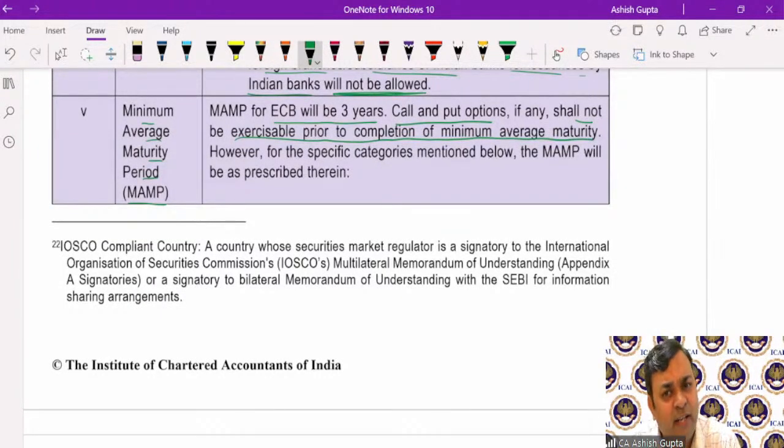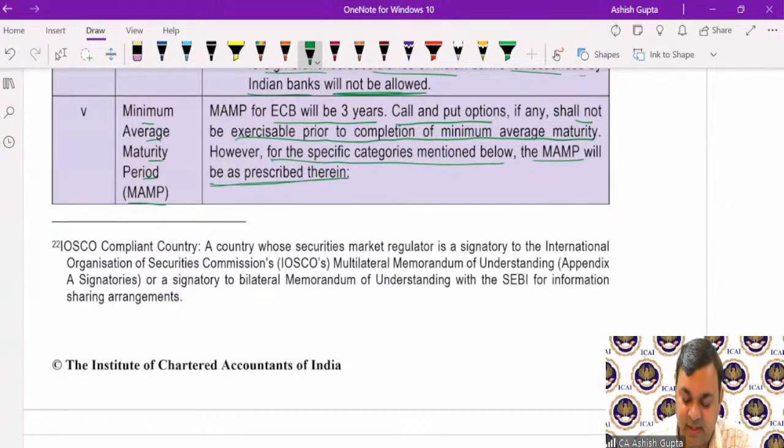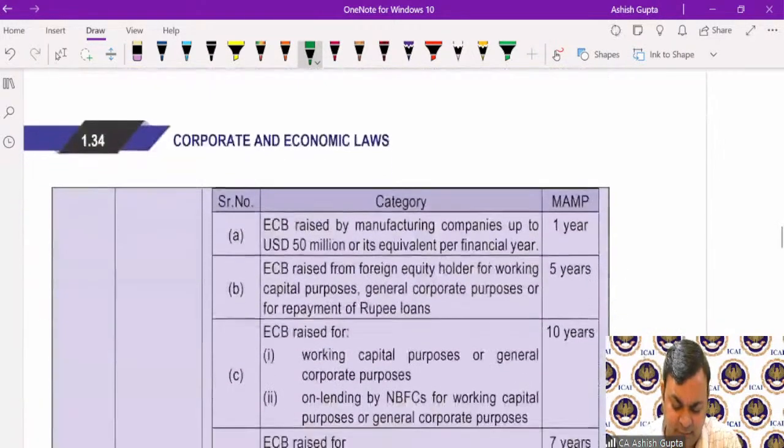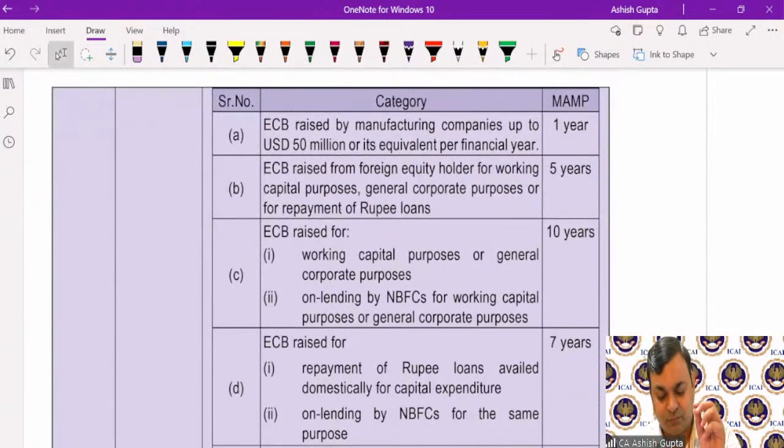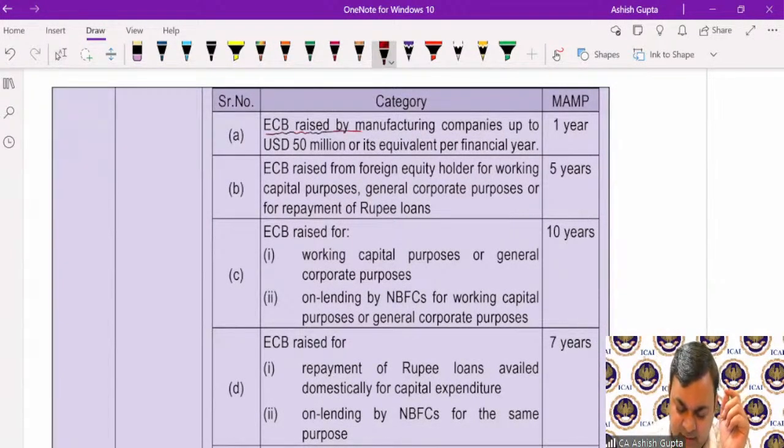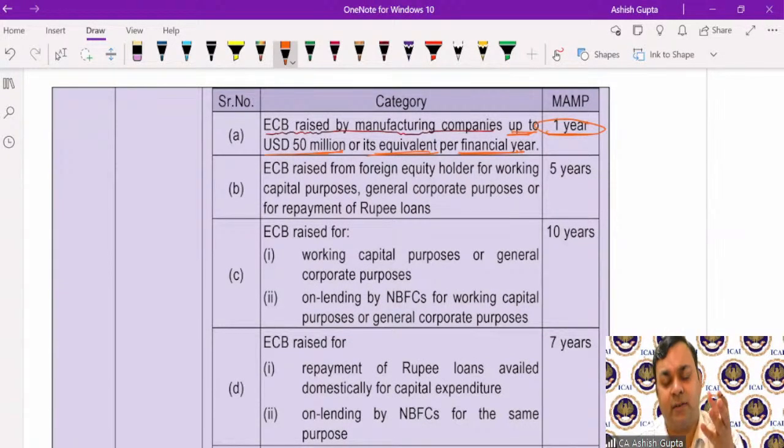Okay. So in case of derivative instruments, the minimum duration is 3 years only. However, for specific categories mentioned below, the MAMP will be prescribed thereunder. Generally, it's 3 years. Average minimum is 3 years, right? However, specifically they have mentioned for others. Now, ECB raised by a manufacturing company, for example, Ultratech. Up to USD 50 million or its equivalent per financial year, then MAMP is 1 year. That minimum maturity is 1 year.